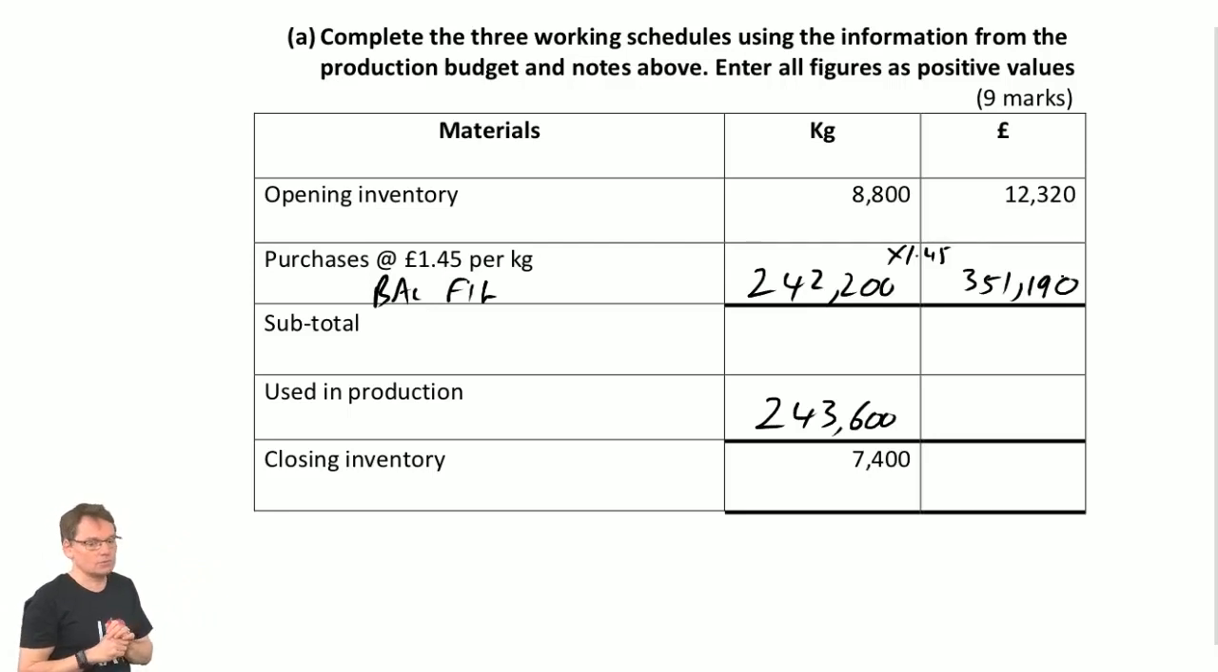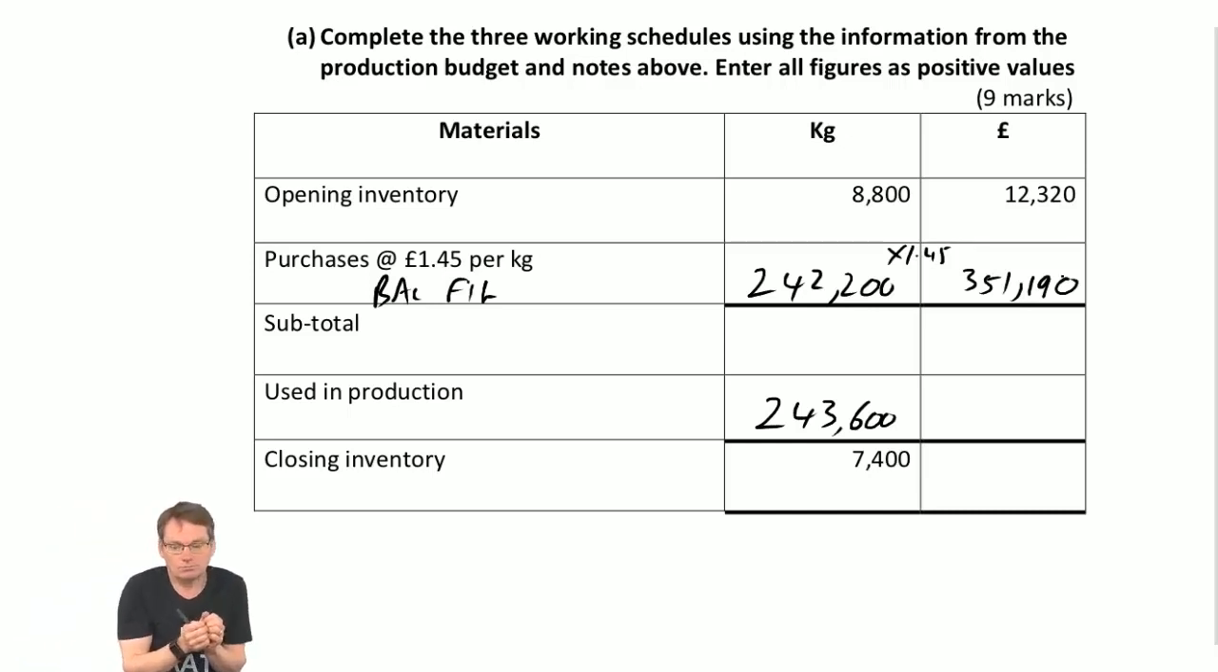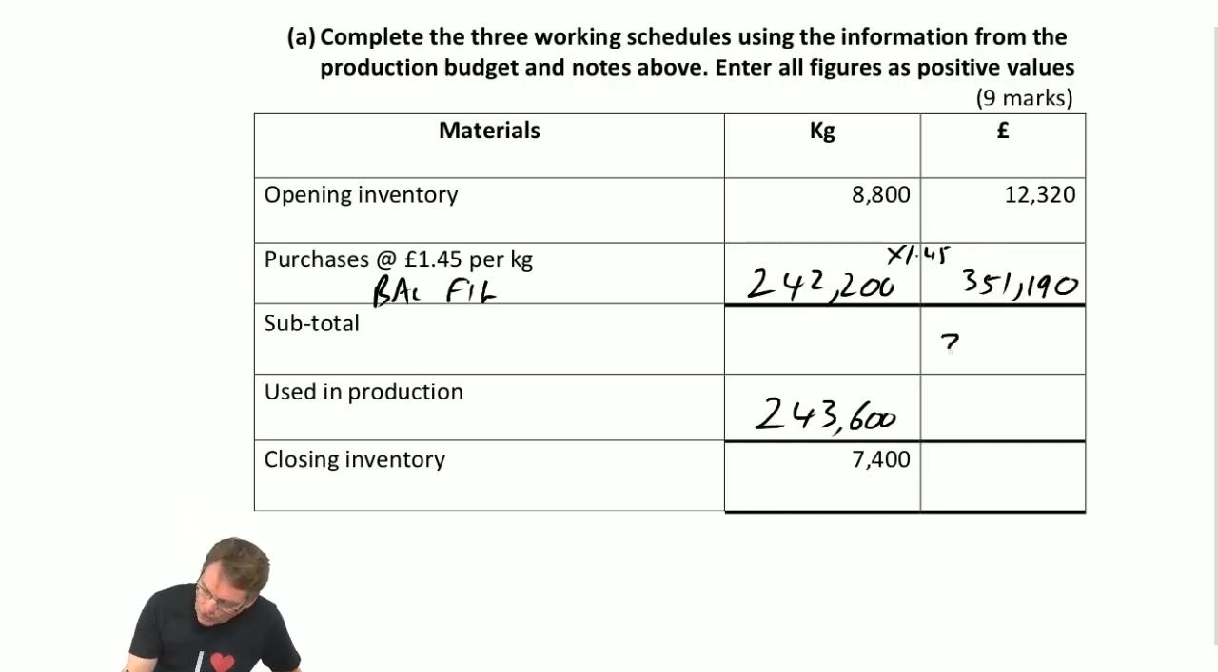Now, as Waleed has quite correctly pointed out, exactly the same idea as we had for the kilos works out for the pounds. So the opening inventory pounds plus the purchases pounds also equals the production pounds plus the closing inventory pounds. Again, it's got to. So, otherwise the accounts won't balance. So let's add up what we've got so far. We've got 363,510.